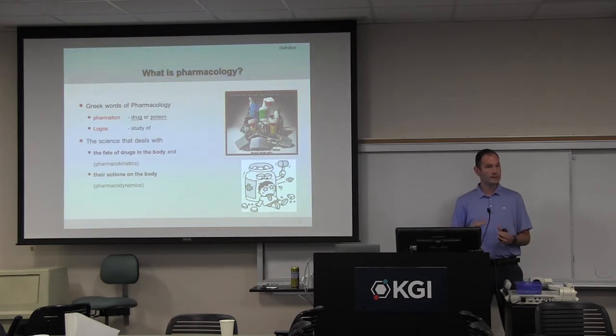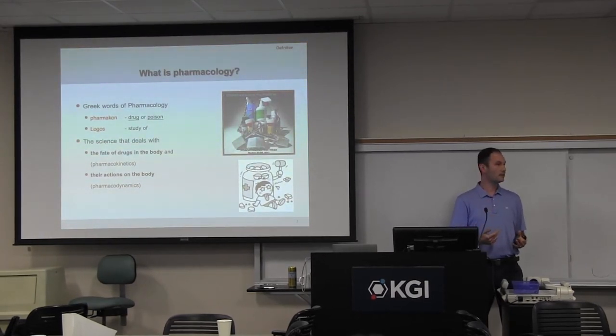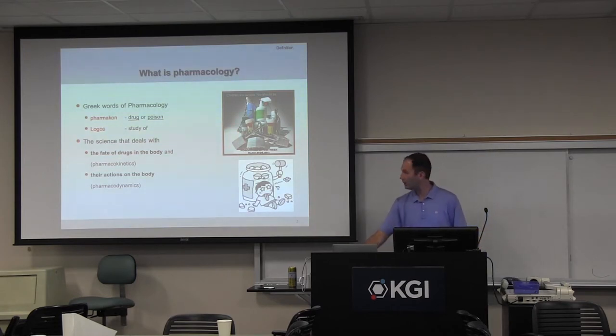Another study that people do is they study what we're doing to the drugs. If you take a pill orally, the pill gets to your gastrointestine, and then our gastrointestines will absorb the drug and deliver it to your blood and some other tissues. Then the drug will be metabolized by us because we don't like foreign things in us. And then we'll excrete it through feces or urine or sweat or saliva. That's what we're doing to the drug. This kind of study is called pharmacokinetics. We teach that here at KGI.